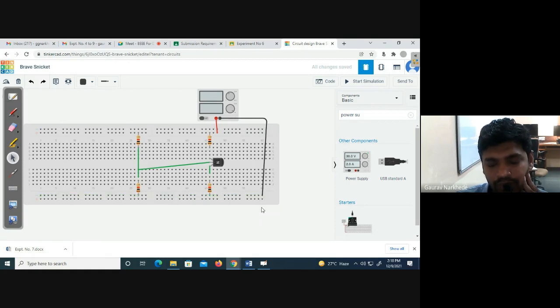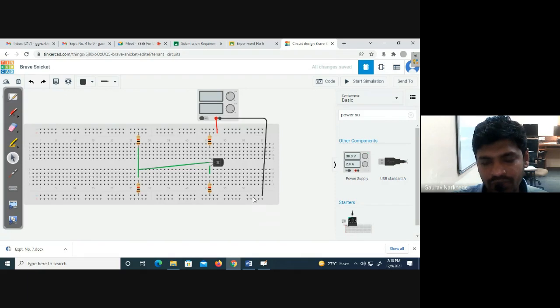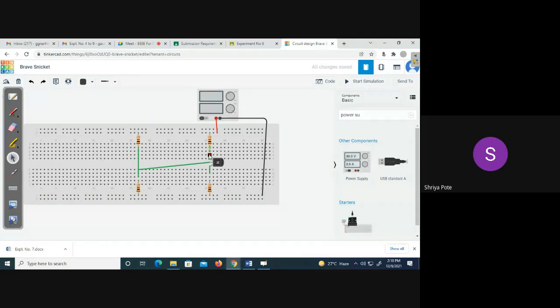We want some capacitors. Output is taken at which terminal? Output is taken at this terminal, right? Yes, sir. Just a second.